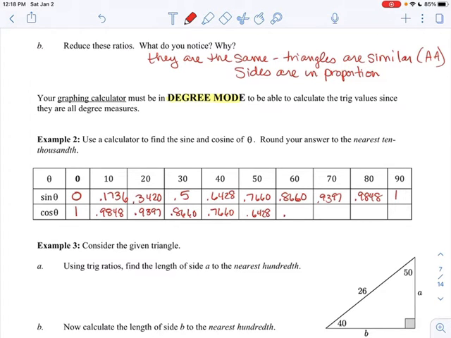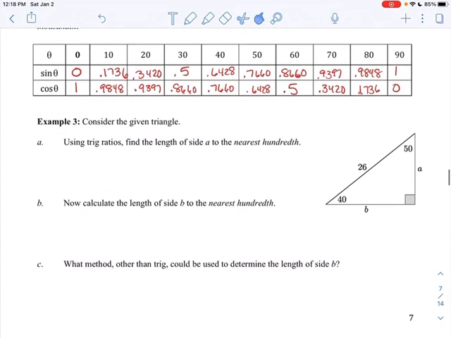Cosine of 60 is the same as sine of 30, which is a half. This was 0.3420, 0.1736, and 0. All right, so let's actually do a real problem. Using trig ratios, let's find the length of side A to the nearest hundredth.